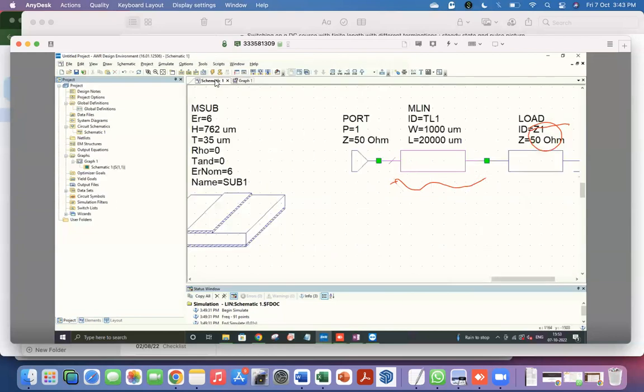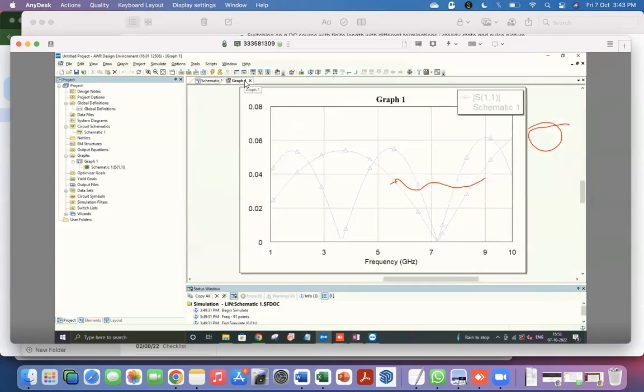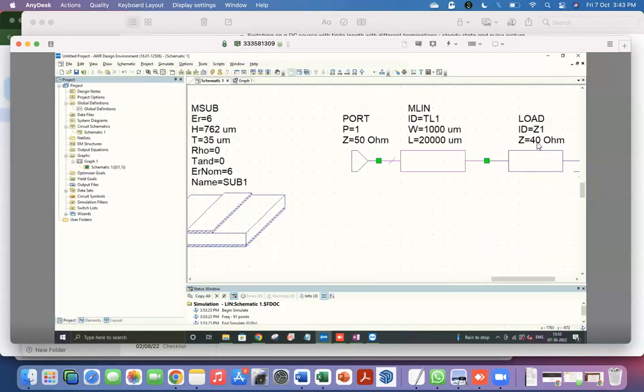We can check something where if I make this 40 ohms, then I could definitely have an impedance transformer kind of behavior, right? So I've made the load 40 ohms. Then the only way I can get zero reflection at this point is if this gives me a lambda by 4 type of transformer.